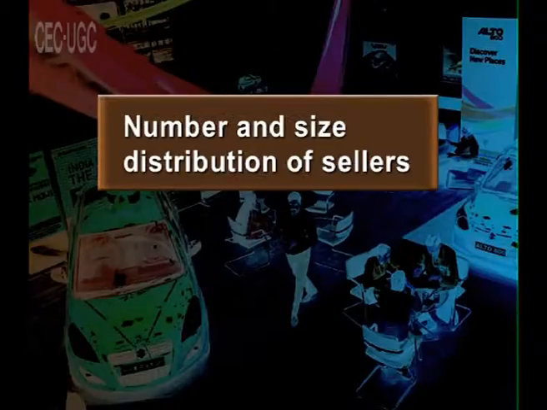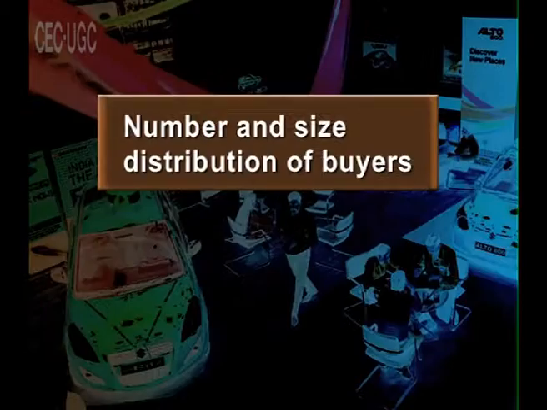First, let's discuss the number and size distribution of sellers. The firm's ability to affect the price and the quantity of a product supplied to a market is related to the number of firms offering the same product. If there are a large number of sellers, the influence of one firm is likely to be less.